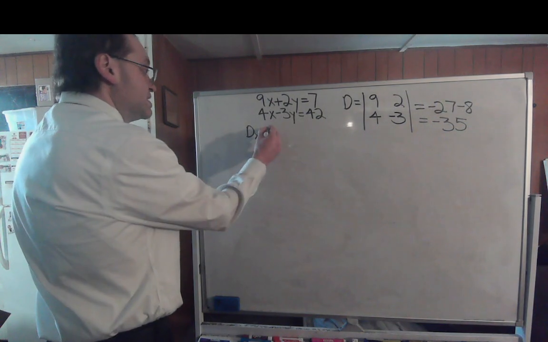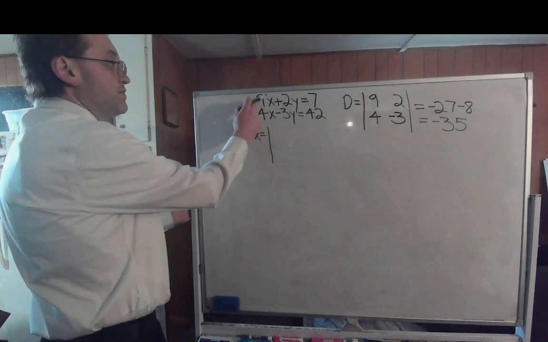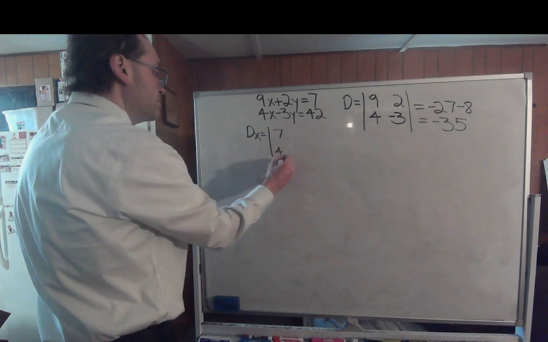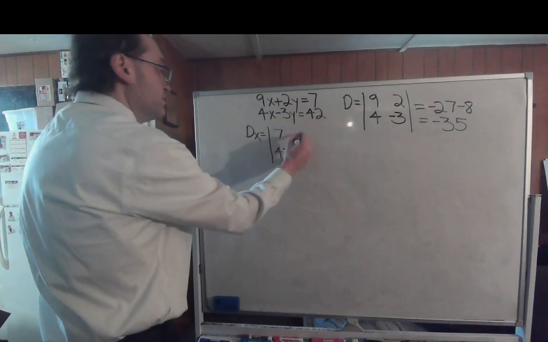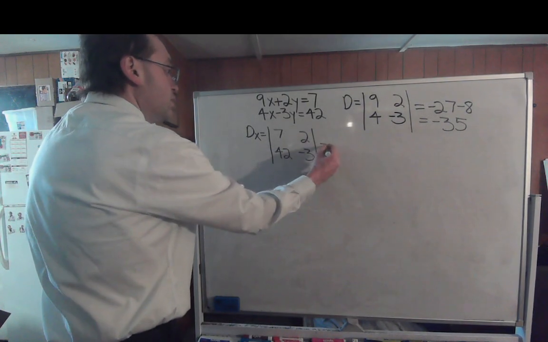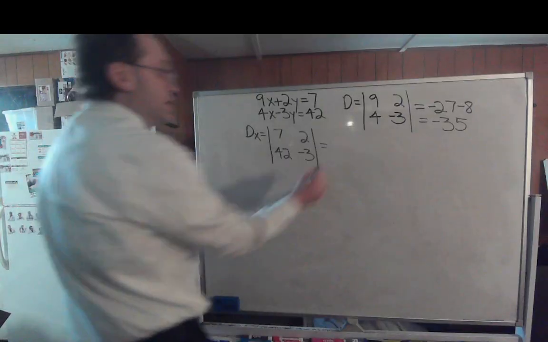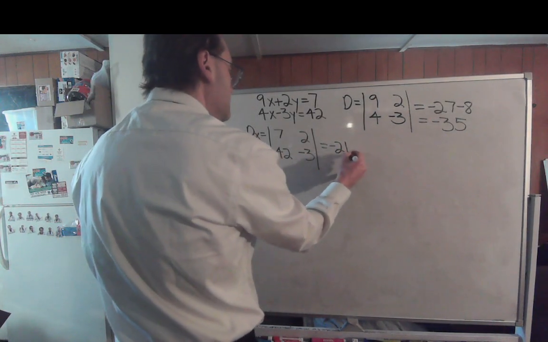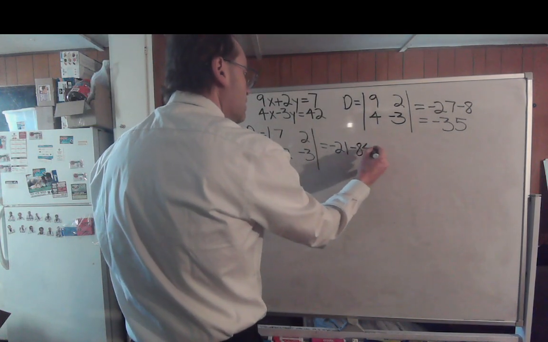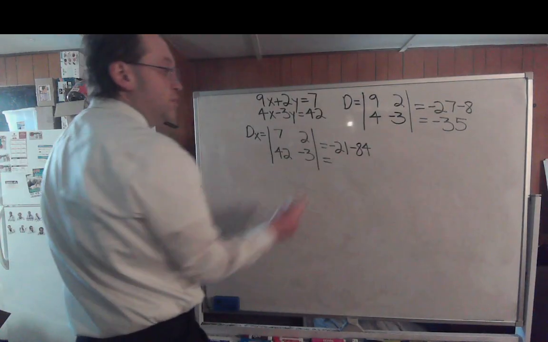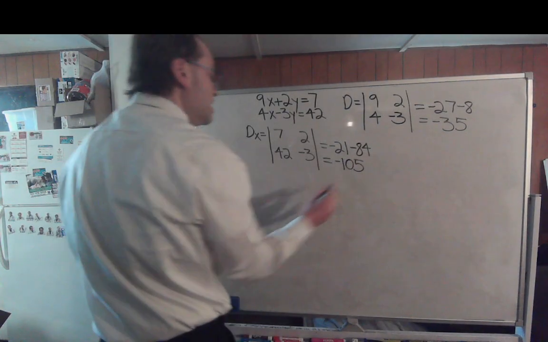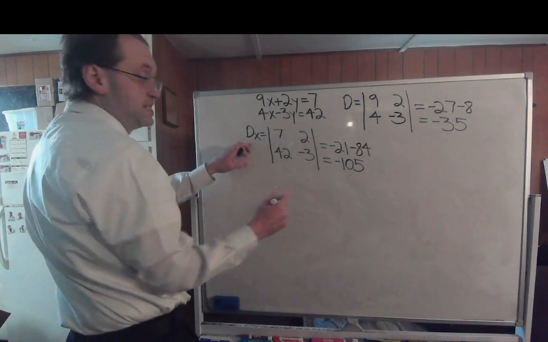So to find d sub x, you're going to take the coefficients in your x column, replace them with 7 and 42, but keep your y coefficients the same, the 2 and negative 3. Well, what is 7 times negative 3? That's going to be negative 21. Minus 2 times 42, that'd be minus 84. So negative 21 minus 84 is negative 105. Okay, so we know d sub x now.